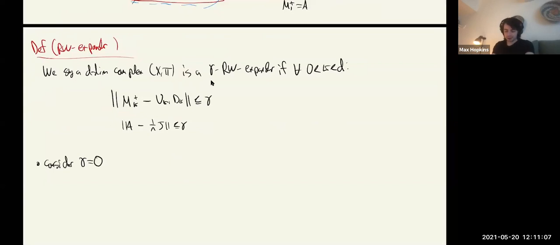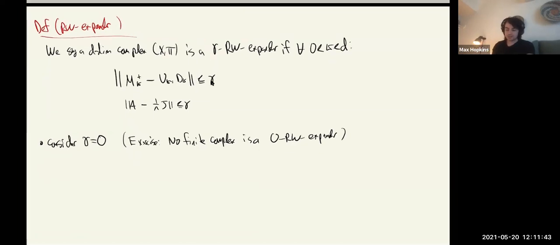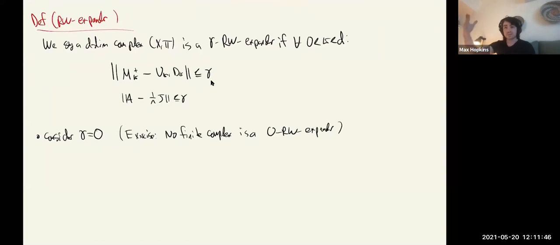And I want to note, as an exercise in definitions, and the proof of this is like one sentence, you just have to make sure you understand the definition: I claim that no finite complex is a 0 random walk expander. So this is useful morally to understand what's going on, but as a finite object, it does not exist. This is pretty much immediate from the definitions. I'll leave it to you to think through why this is true. This is not an object that exists except in infinite limits, but it's useful to think about regardless.